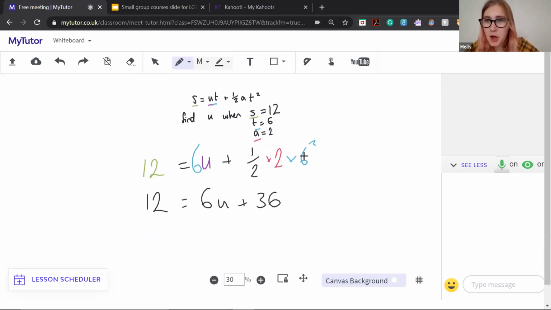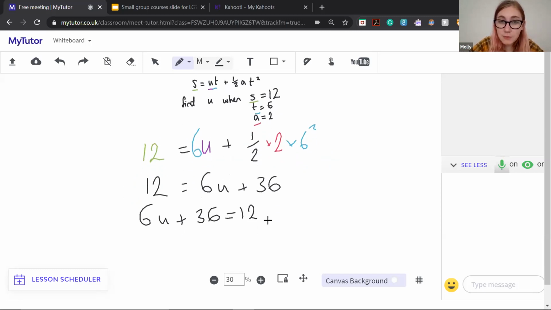So I did that quite quickly, but hopefully that makes sense. That's just combining some numbers. Now let's do the flipping part, just to get our u on the left-hand side to make it nicer for ourselves. Then subtract 36 from both sides to get u by itself.